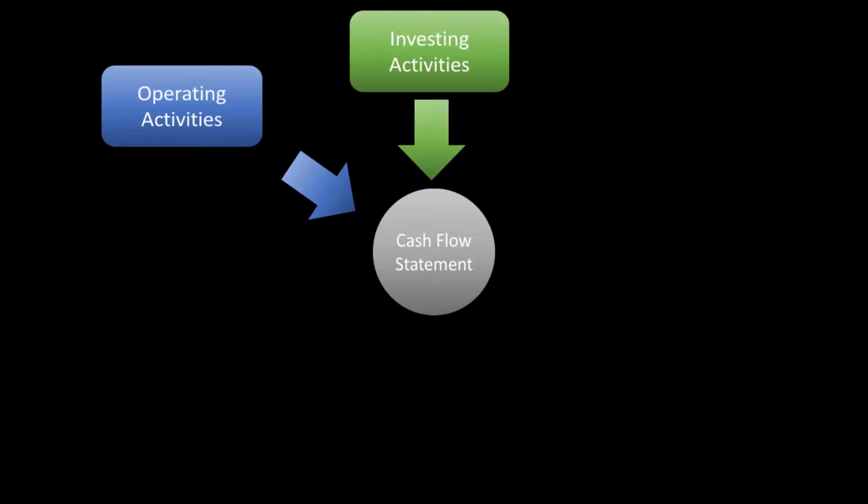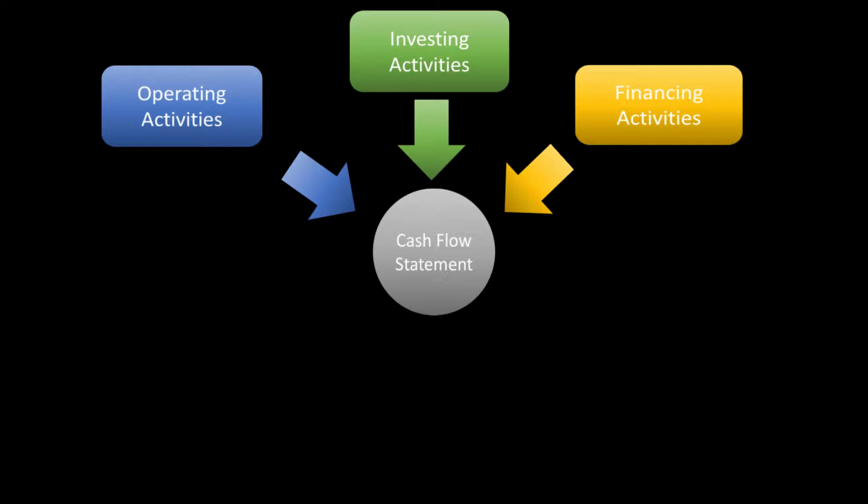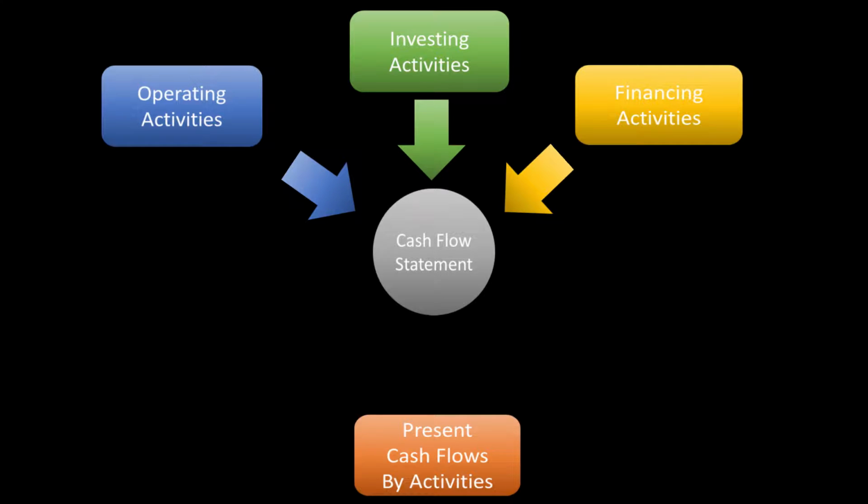Lastly, preparing the cash flow statement is done in a four-step process. The first step is to determine the net cash flows from operating activities. The second step is to determine net cash flows from investing activities. The third step is to determine net cash flows from financing activities. Lastly, in the fourth step, the cash flows are presented by activity on the cash flow statement.